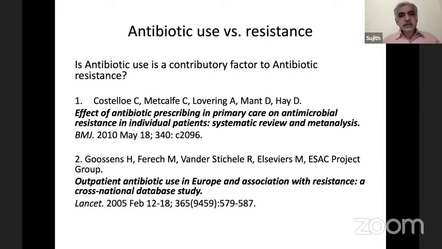The second study, the outpatient use in a collective fashion in Europe, showed a clear association with resistance. The more antibiotic you use, the more the resistance was rising, though there is a latent period, of course. So it's very clear, as an individual, as a community or society, we have to be careful. It's not just about, I should not take the antibiotic. It's about the community having appropriate use of antibiotics.